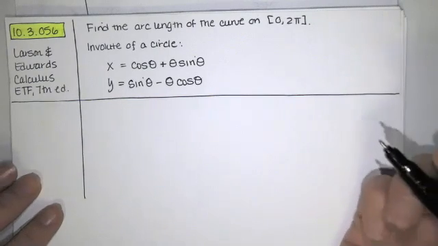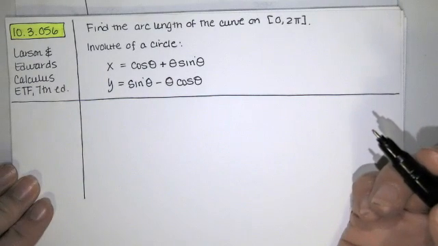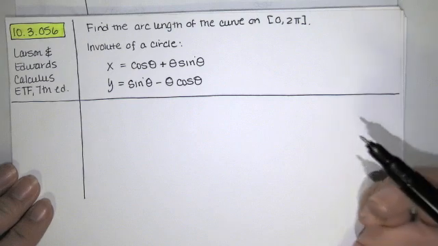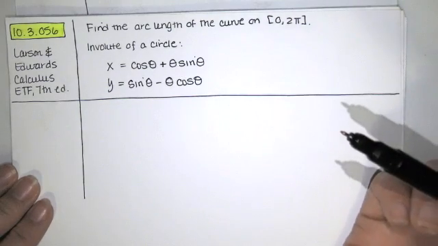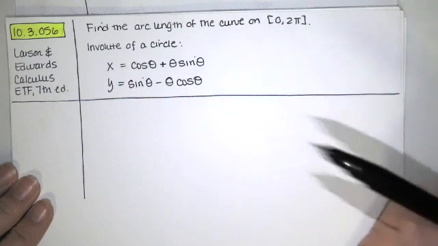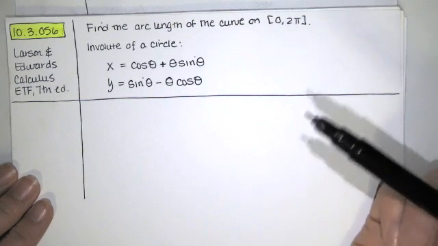In this video, we solve problem 10.3.56 from the Larson and Edwards Calculus Early Transcendental Functions text, 7th edition. We're asked to find the arc length of the curve on the interval from 0 to 2 pi, and we're given these equations involving theta for x and y.